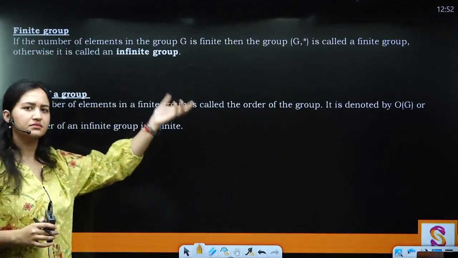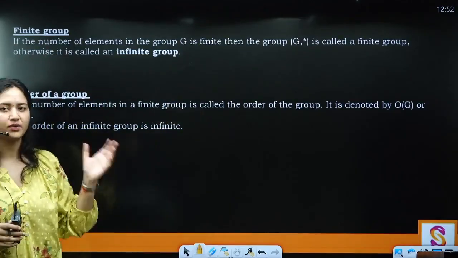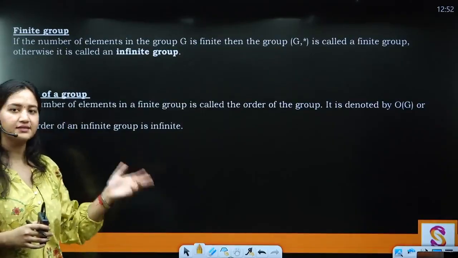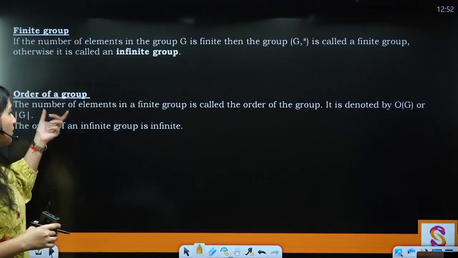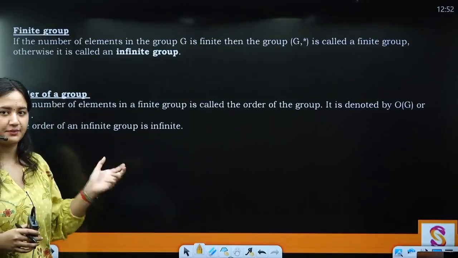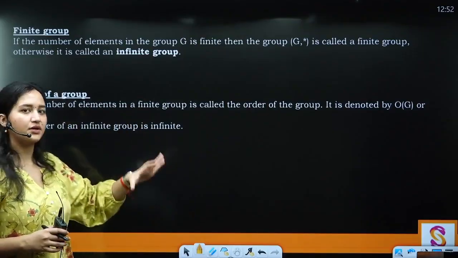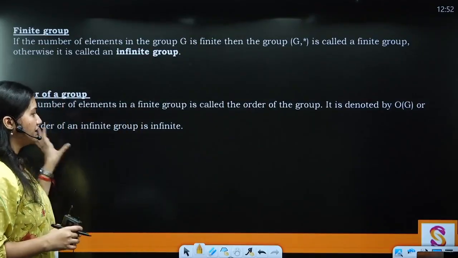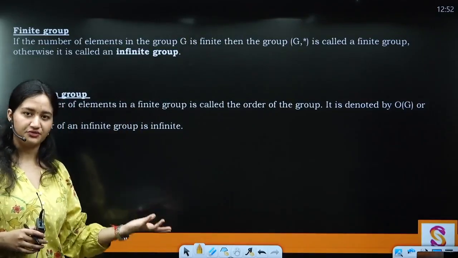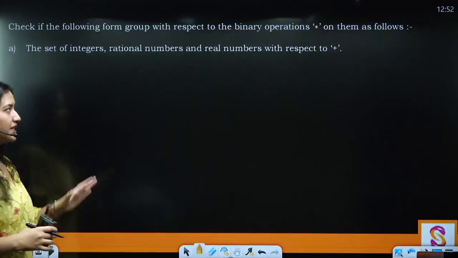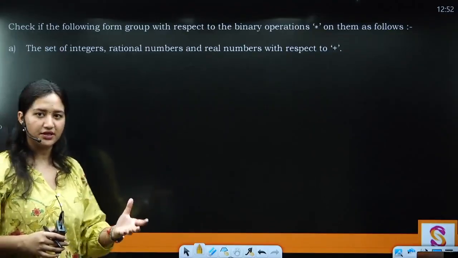The groups which have a finite number of elements are known as finite groups, right? And those which have an infinite number of elements are known as infinite groups. And the order of a group depends on the number of elements. Clear? So for a finite group, the order is always finite, and for an infinite group, the order is always going to be infinite, right? We will not go into infinite and finite now, because that is not of much use here, right?